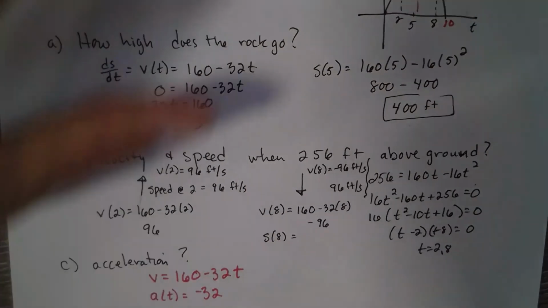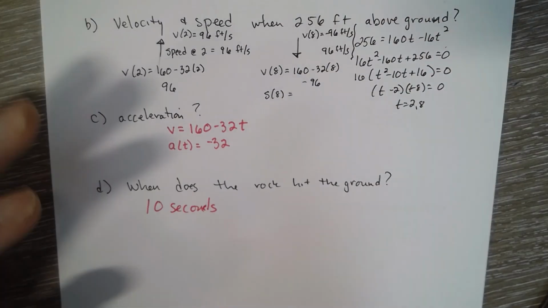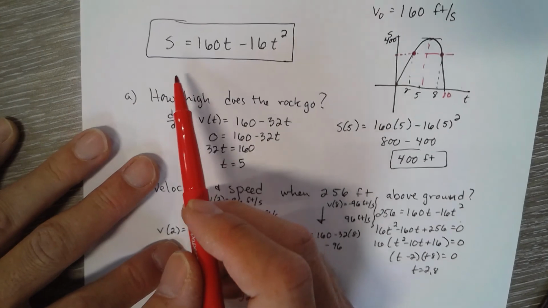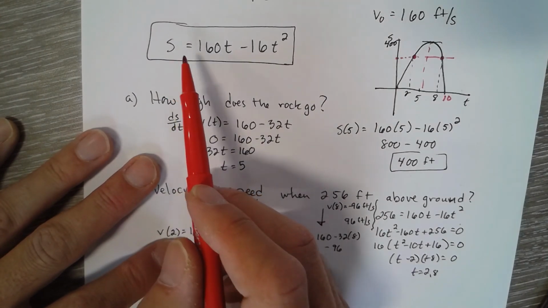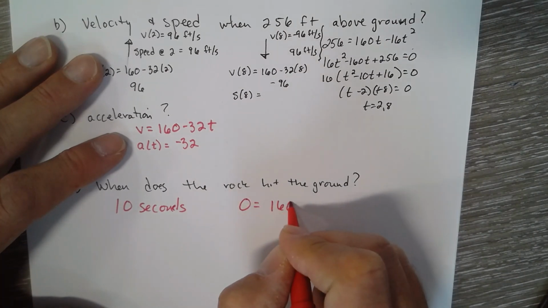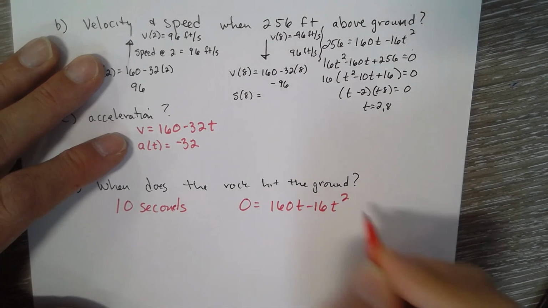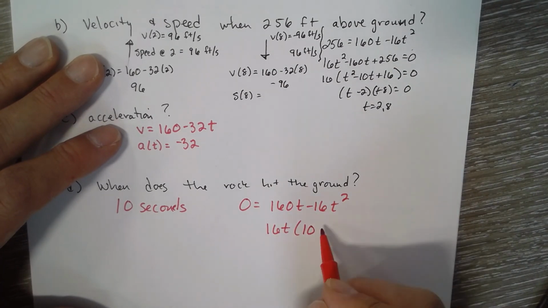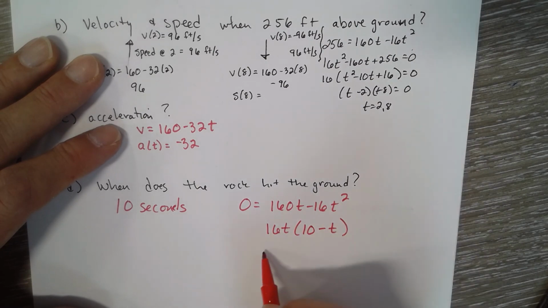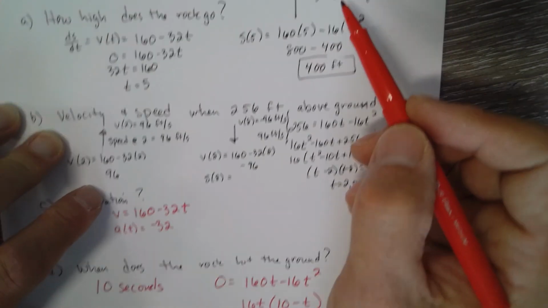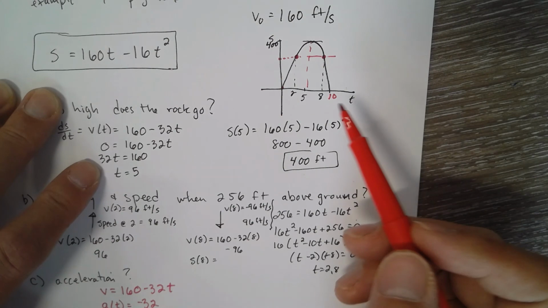If we wanted to double check algebraically, what is true when it's on the ground is that the position or height is 0. So we could set that equal to 0 and solve, and we should get the same answer. Take out a 16t, I'm left with 10 minus t. Set them equal to 0, we get 0 and 10. So it's on the ground at 0 and 10, and our sketch is pretty accurate. 10 seconds.